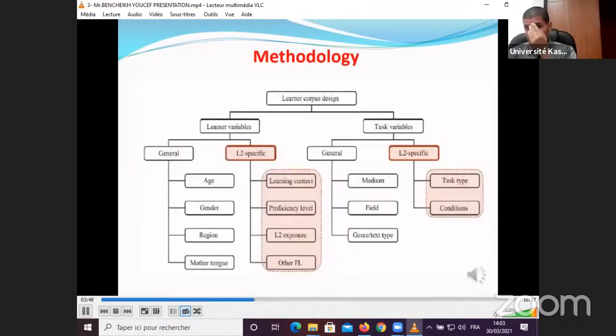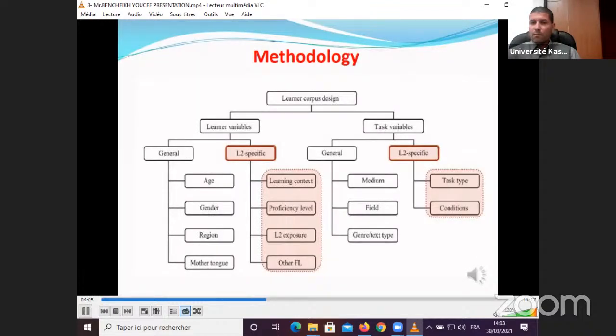So when designing a learner corpus, a number of variables are taken into account: learner variables and text variables. The variables are divided into general and specific. Some of those variables were taken into account when designing the corpus for this study.